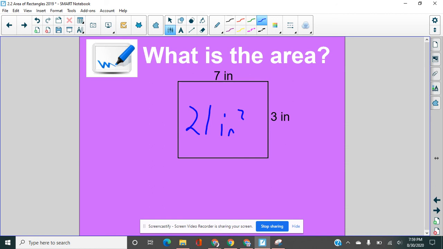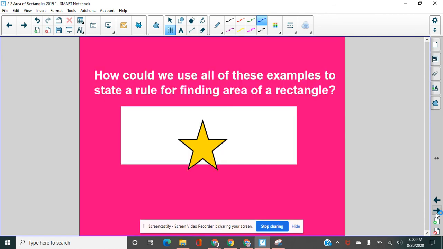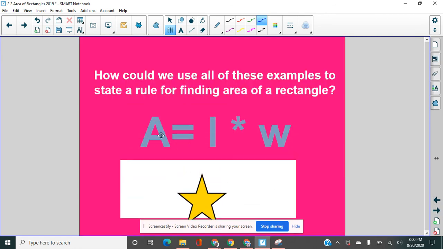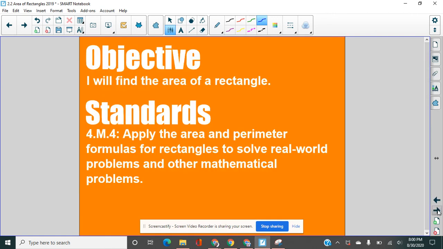All right, so this is how you find the area. You do the length, L, times the width equals the area of a rectangle. All right, let's look at our math journal page here. That's the formula right there that I was talking about. Area equals the length times the width. So our objective is to find the area of a rectangle.